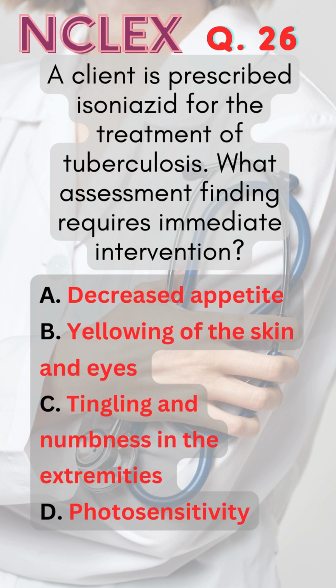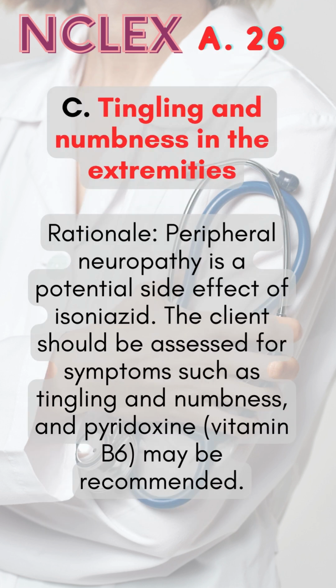Question. A client is prescribed isoniazid for the treatment of tuberculosis. What assessment finding requires immediate intervention? A. Decreased appetite. B. Yellowing of the skin and eyes. C. Tingling and numbness in the extremities. D. Photosensitivity. Answer. C. Tingling and numbness in the extremities. Rationale. Peripheral neuropathy is a potential side effect of isoniazid. The client should be assessed for symptoms such as tingling and numbness, and pyridoxine, vitamin B6, may be recommended.